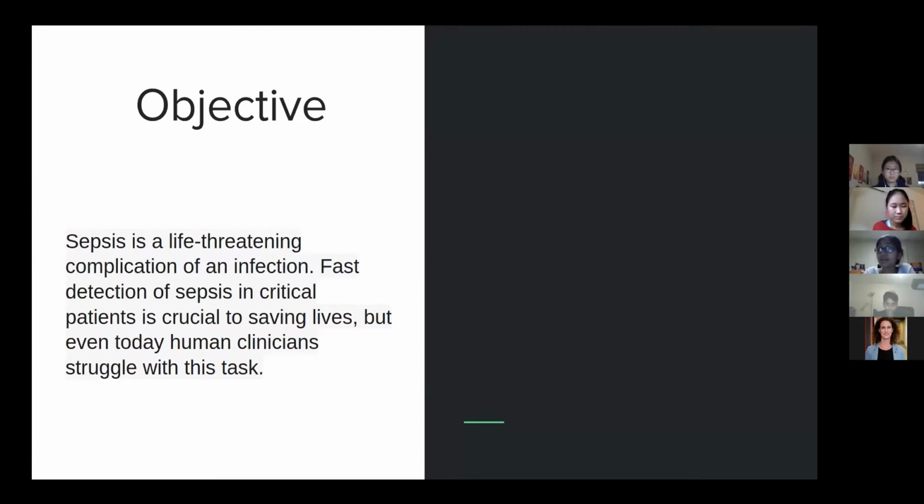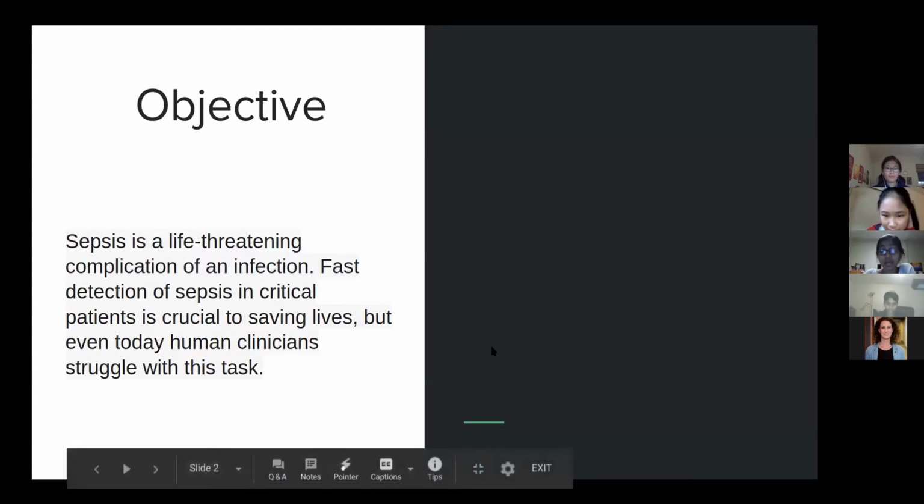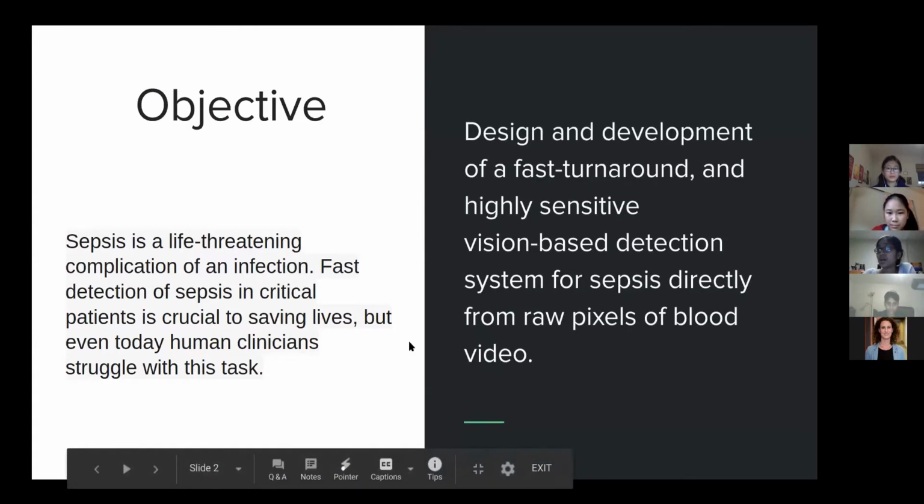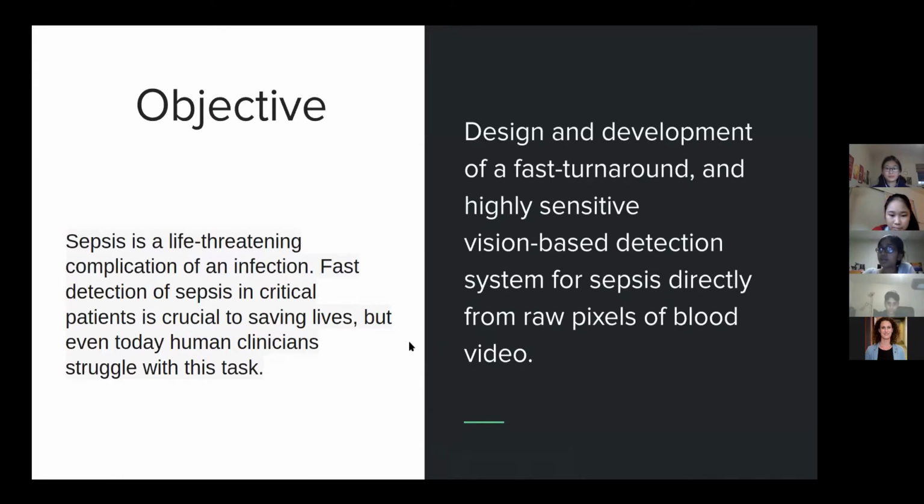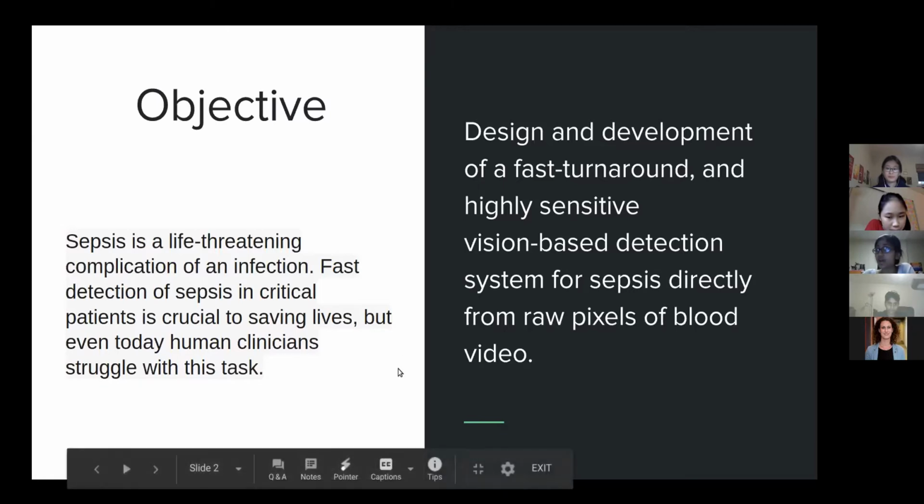However, it is very complicated, and fast detection of sepsis is critical in saving human lives. But clinicians today struggle with this task. So what we want to do is design and develop a fast turnaround and highly sensitive vision-based detection system for sepsis that will directly look at raw pixels of blood video and tell us if the patient has sepsis or not.